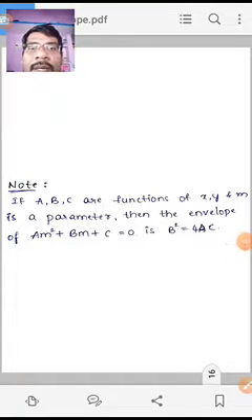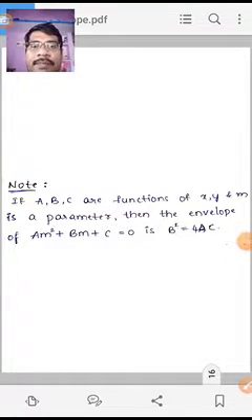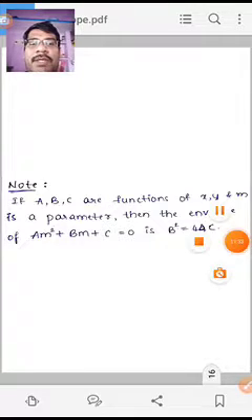Here a, b, c are functions of x and y, and m is the parameter. Then the envelope of am square plus bm plus c equal to 0 is b square equal to 4ac. Here the function is in quadratic form, and a, b, c are functions of x and y. Here m being a parameter, the envelope equation is b square equal to 4ac.